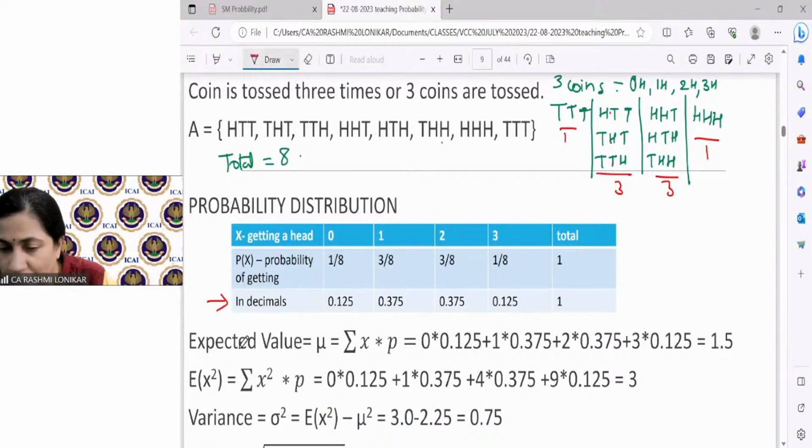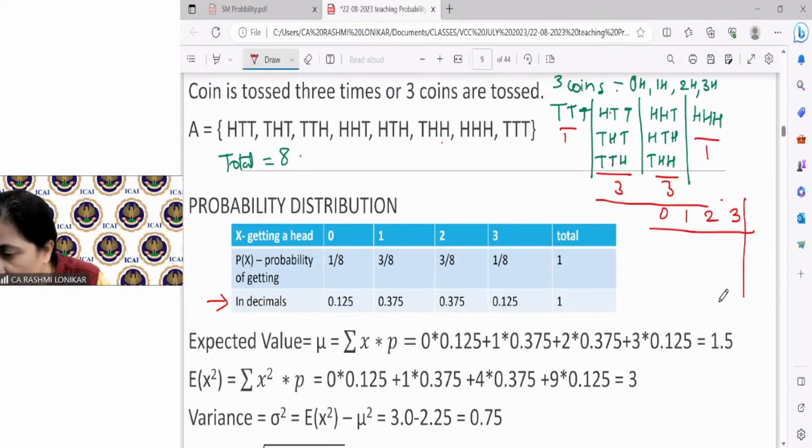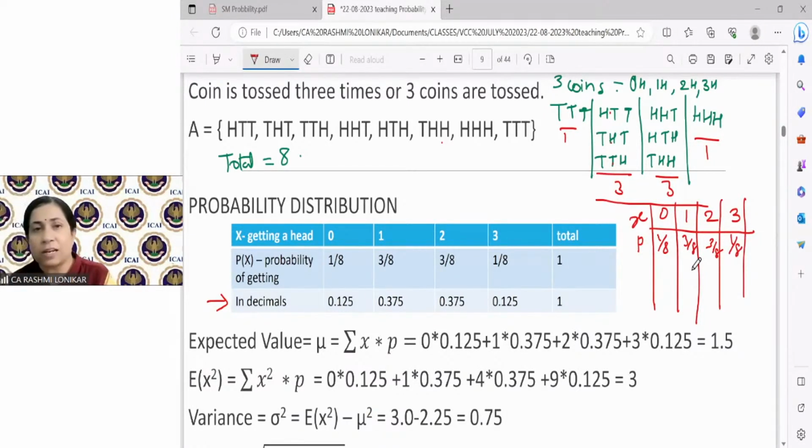And then I find the expected value. What is the expected value over here? So 0, 1, 2, 3. This is the value of x. The value of p, I got it as 1 by 8, 3 by 8, 3 by 8 and 1 by 8. Again, if I add them up, it is 8 by 8. So probability is 1. Then what I do is I find out xp.